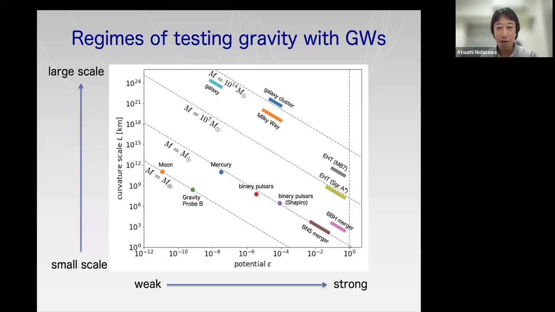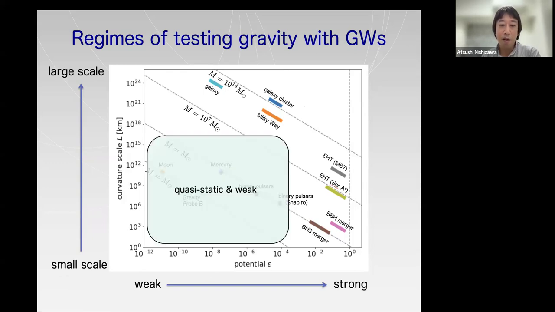This slide shows a summary of tests of gravity so far. The horizontal axis is the potential, the gravity strength, from weak to strong regime. And the vertical axis is the scale. At the top, very large scale, and at the bottom, very small scale. The solar system test is located here, by Mercury, Gravity Probe B and the Moon. And the binary pulsar, where gravity strength is slightly stronger, is here. And also another one is here. So this regime is a quasi-static and weak regime of gravity, and very well tested.